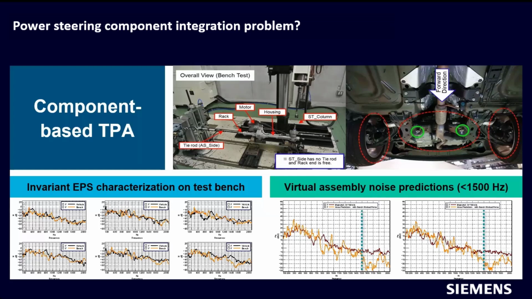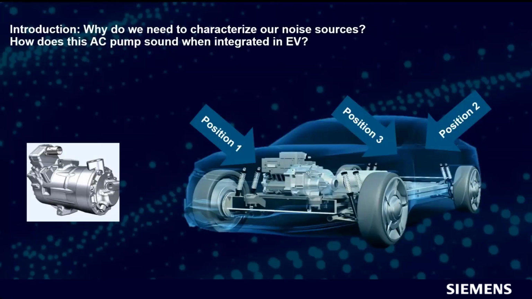Once you have characterized these components, so for example, you have several steering systems, you have several vehicles where you want to do predictions on, then you have a lot more capabilities. Just an example to highlight that before I jump into the theory.